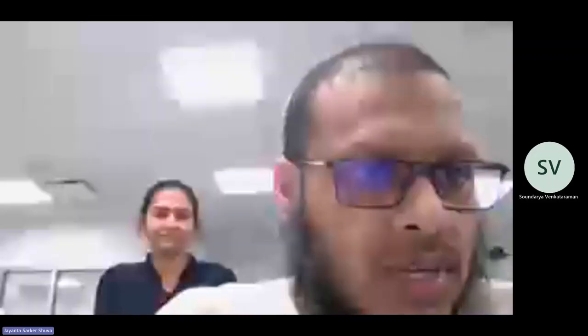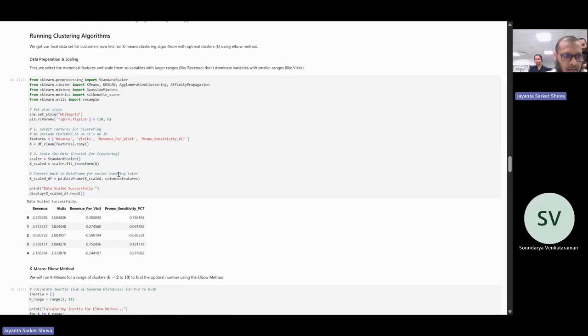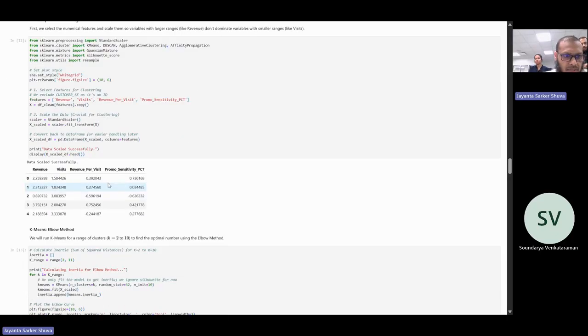Sir, I am Chistia. Before running any algorithm, we scaled our data using standard scaler. This is crucial because revenue is in thousands and visits are in single numbers, a vast difference. So we ran this code and found this scaled data. After it, now it is scaled properly.